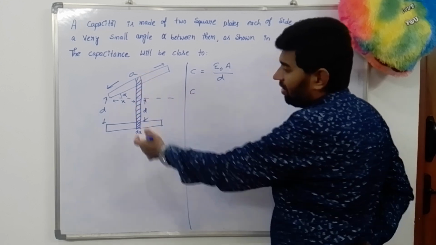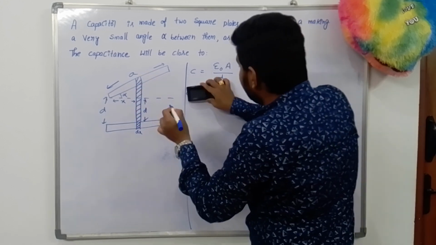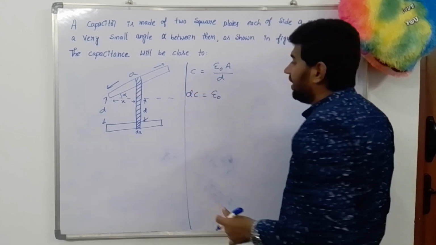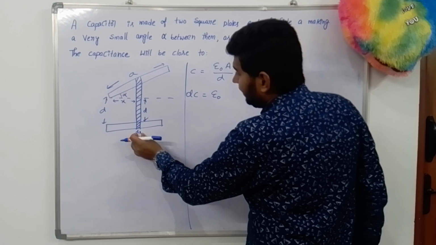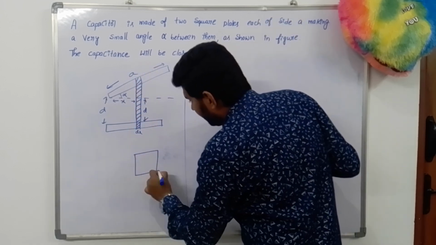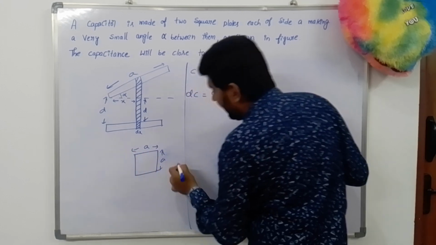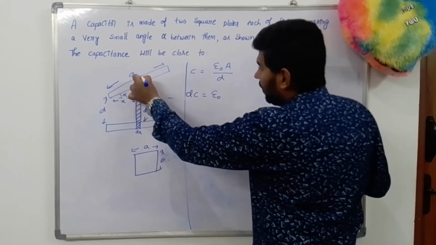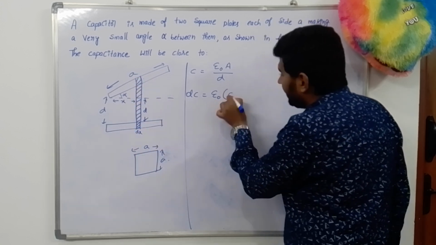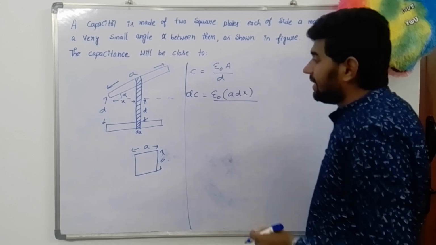If you want to find out the capacitance of the element, it will become dC. dC is equal to epsilon naught times area. Area is equal to this width into this length. This is the square plate, and a square plate means all sides are the same. This is A and this is A. So the area is A multiplied with dx, and the area is A dx by, what is the distance here?